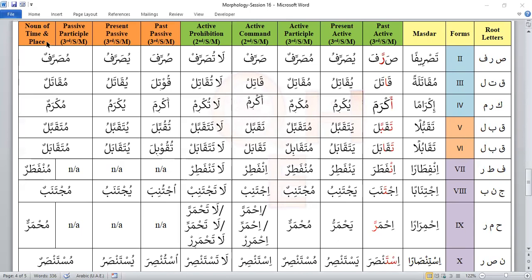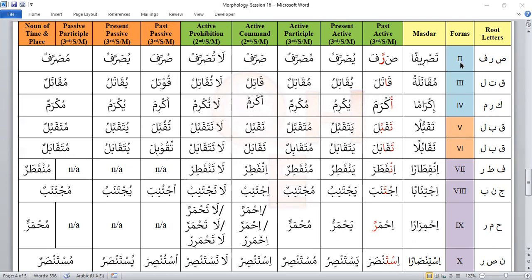Then these orange columns are the passive. Passive past for third person singular male, passive present for third person singular male, passive participle for third person singular male, and ismul dharf, noun of time and place. Now you can see in this table, we have made some of the letters red. These are the extra letters. Now let me go over each of the forms and explain their pattern in terms of extra letters.